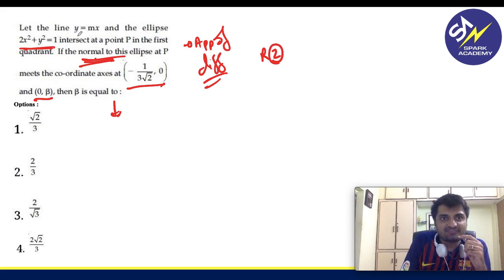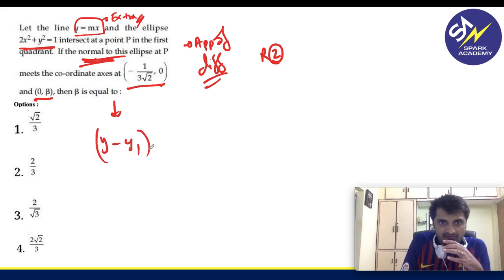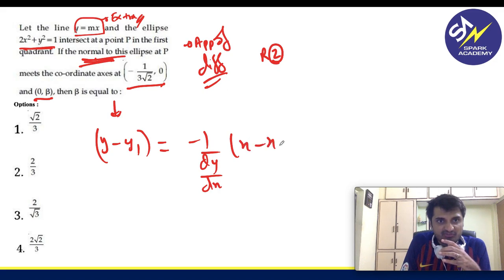So y equal to mx, actually this is some extra data. You don't require this. This is actually extra data, just to confuse you, they have given. So basically same thing, find the equation of normal. Y minus y1 is minus 1 by dy by dx into x minus x1.